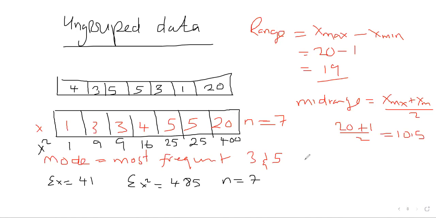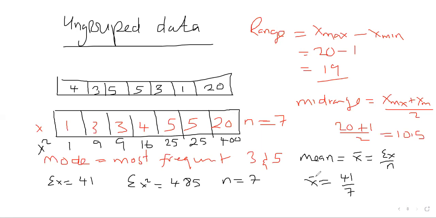So we can find our mean. The mean is also called the average. The symbol is x bar. This one is simply found by the summation of x over n. So our summation of x is 41 divided by our n, which is 7.